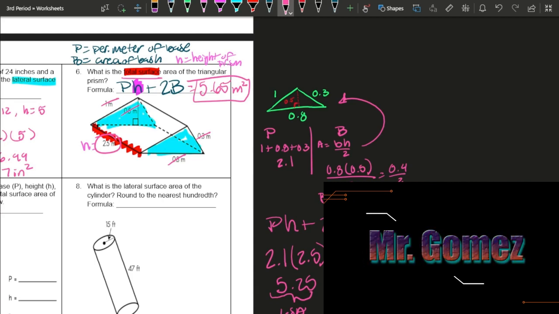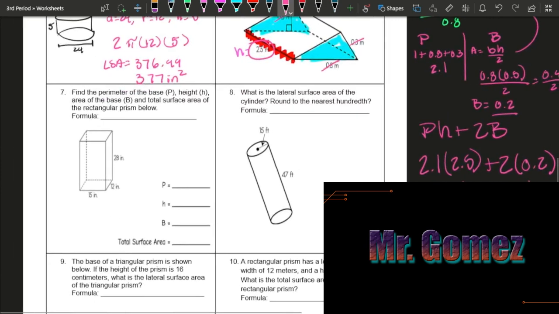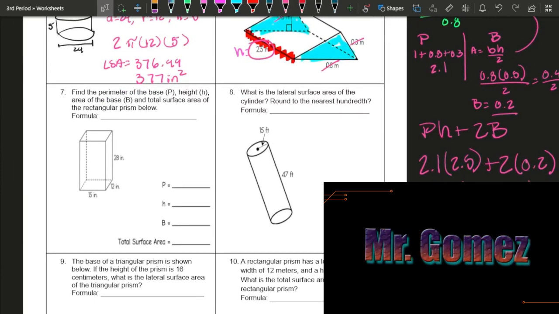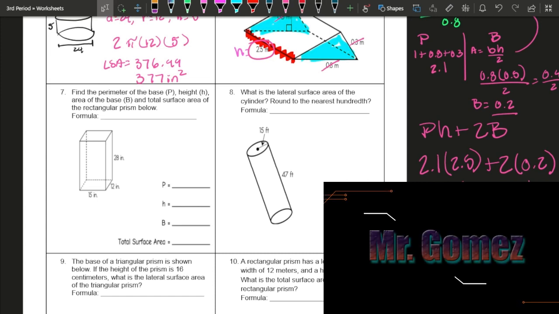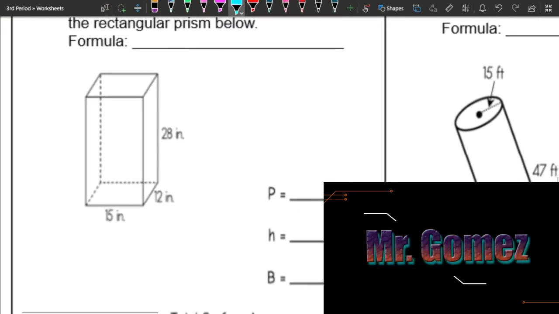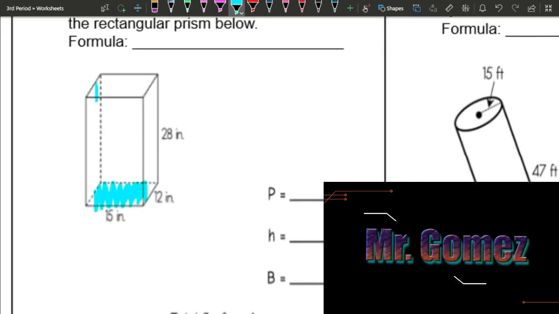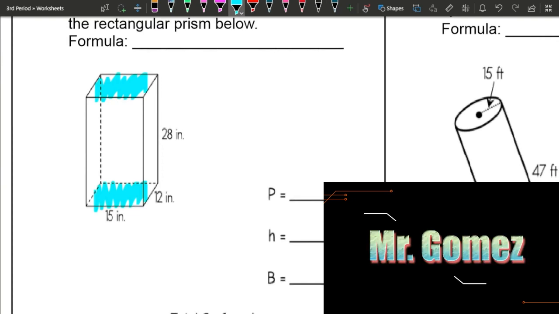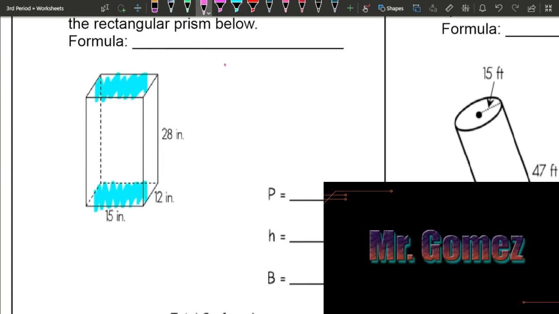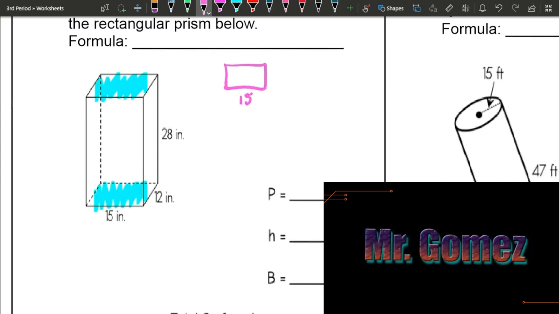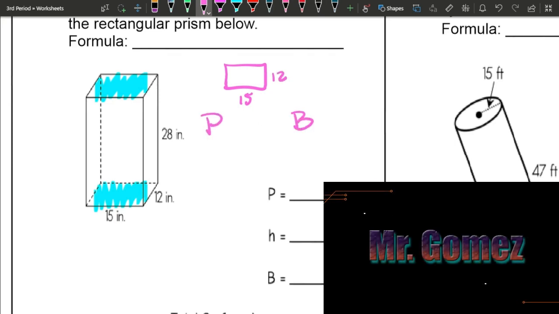All right, we've got 4 more. Hopefully we have enough time. Going to go a little faster now. Find the perimeter of the base, the height, the area of the base, and the total surface area for the rectangular prism below. So let's look at the rectangular prism. I'm going to call this my base right here. I'm going to draw this shape on the side and label it. What's the bottom number? 15. And the side number? 12.